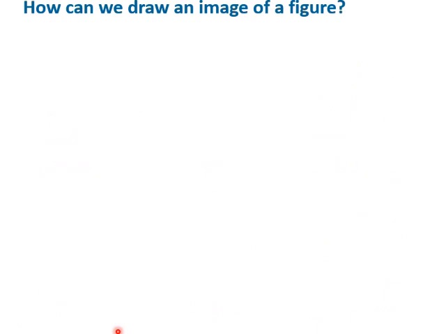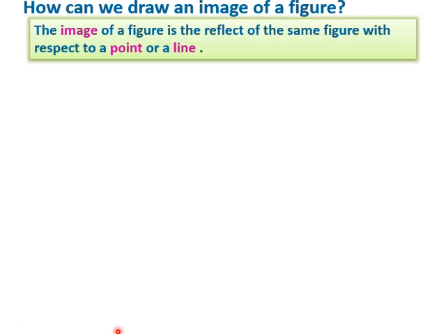How can we draw an image of a figure? The image of a figure is the reflection of the same figure with respect to a point or a line. Let us take an example by drawing the image of a figure with respect to a point first. We have triangle ABC. We are going to draw its image with respect to point O. First, we join the 2 points A and O and measure the distance between them. This distance has to be equal to the distance between point A prime and O.